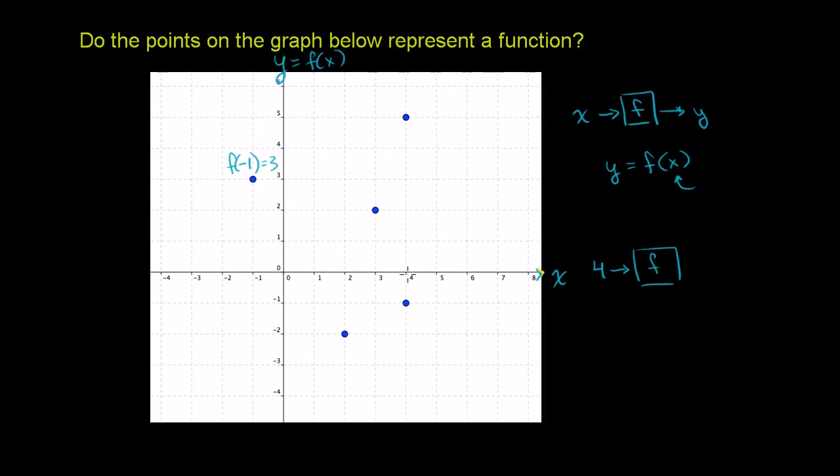So if you put 4 into our proposed function, it could get to -1, or it could get to 5. And this is just not allowed. It is mapping the value 4 to two values. That is not allowed for a function. A function has to map from a value to only one other value. So the points on the graph below do not represent a function. So I'll just write a no.